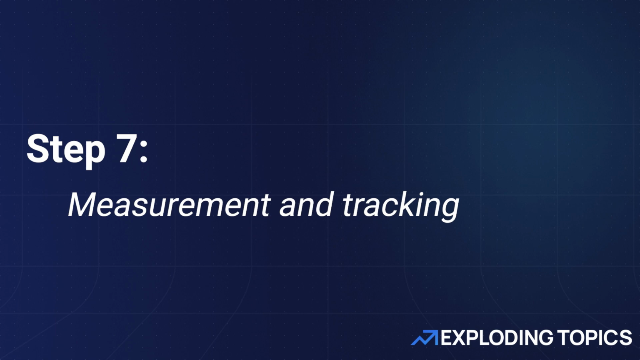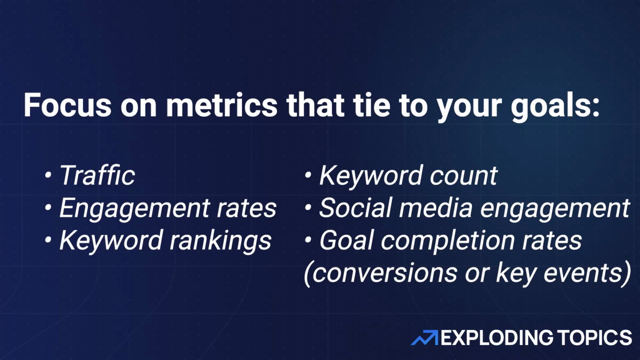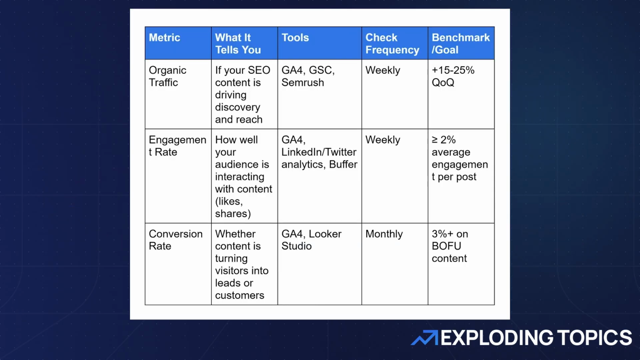Step 7. Measurement and tracking. Content is just a game of adjustments and readjustments. You need to track the right metrics to know what's working. Don't overcomplicate it. Focus on a few core metrics that tie directly back to your business goals. Then, you can use the table in our content strategy template to monitor them over time. Be sure to review your strategy quarterly as a baseline. That's when you measure what's working and what's not.